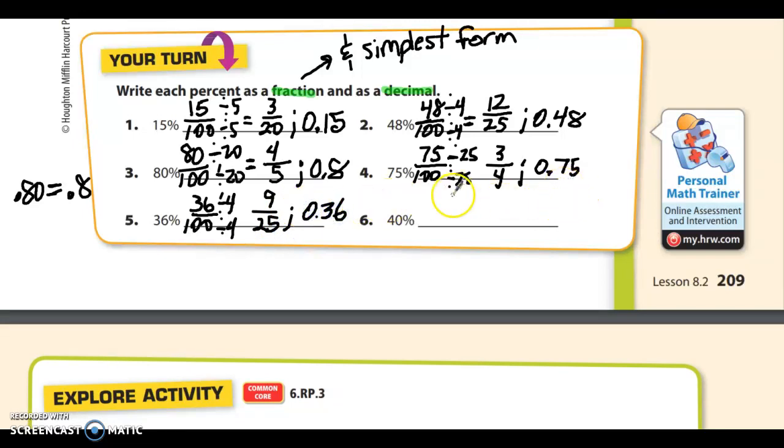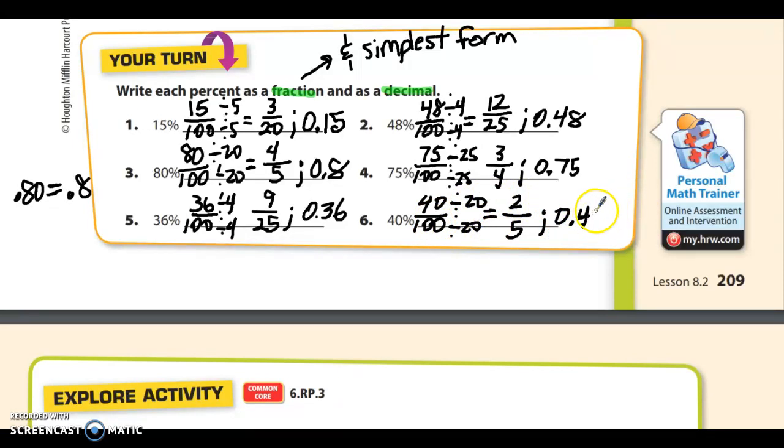And the last one, 40%. Do you have this one memorized yet? It's 2/5. It starts as 40 hundredths, but 40 and 100 share a factor of 20. 40 divided by 20 is 2, and 100 divided by 20 is 5. It's 2/5, and 0.40 is the same as 0.4.